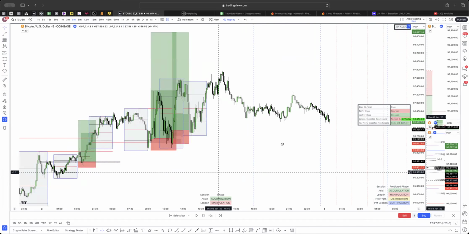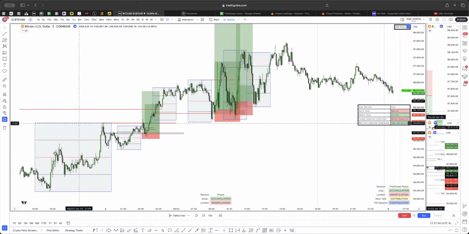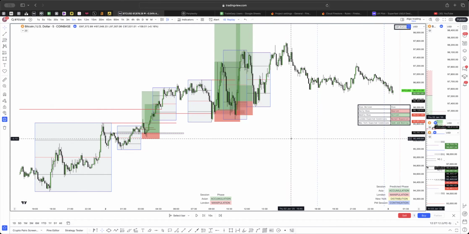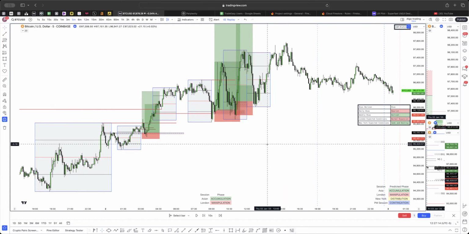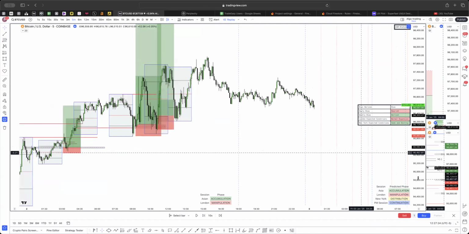Now this was very easy, because we have Asia being a manipulation, which meant that the day is going to be extremely easy. But the only time in which the day is going to be extremely hard is when Asia is an accumulation. If Asia is an accumulation, in London you don't know what's going to happen. It's either going to manipulate or it's going to be a large scale accumulation by itself. So I'll show you guys what I mean.